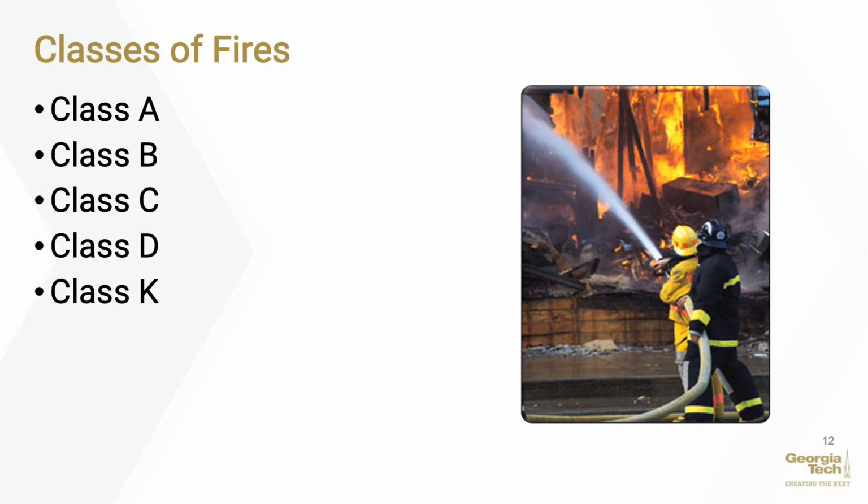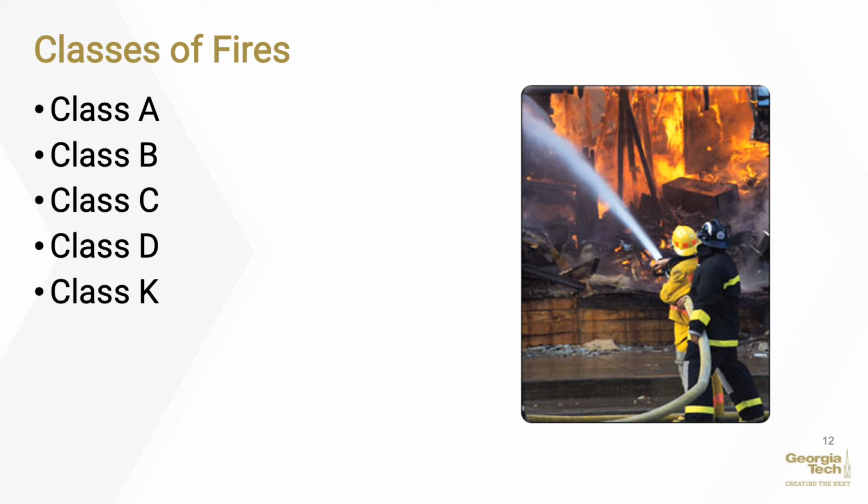A Class A fire means a fire involving ordinary combustibles such as paper, trash, some plastics, wood, and cloth. A rule of thumb is that if it leaves an ash behind, it is a Class A fire. A Class B fire means a fire involving flammable gases or liquids such as propane, oil, and gasoline.